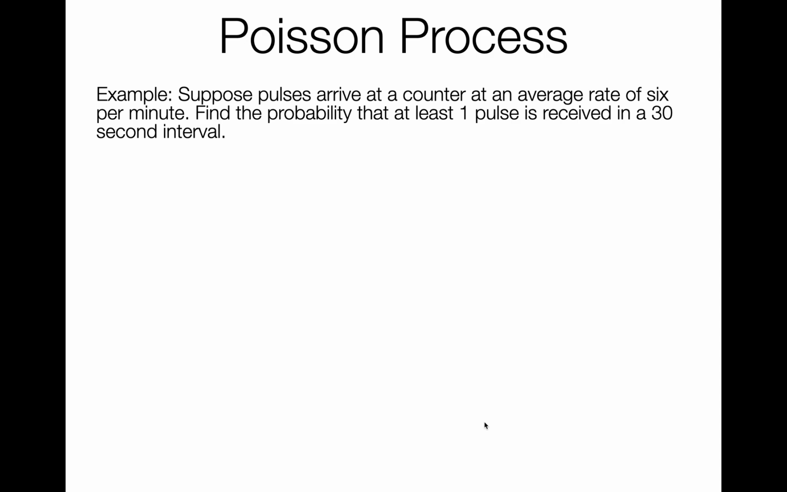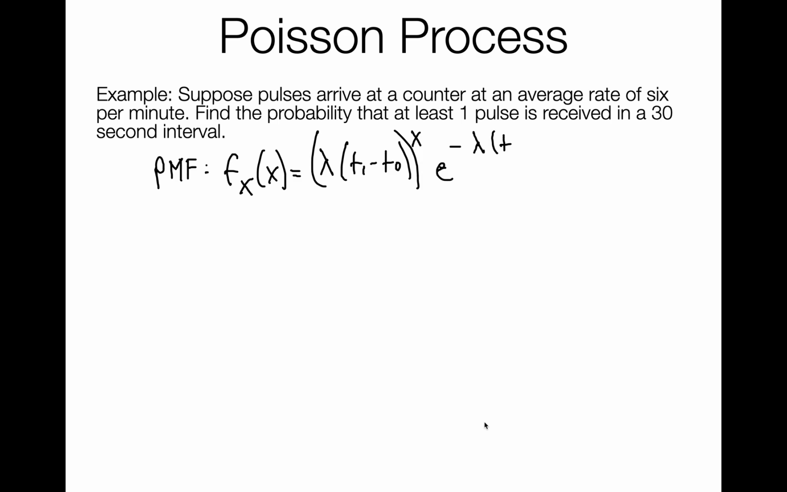Okay, to refresh our minds from what we just saw, the PMF, f of x, is equal to lambda times the time interval, raised to the x power. Really it's the whole thing raised to the x power; I missed that on the formal definition. Times e to the negative lambda times (t1 minus t naught), all divided by x factorial. And x can be 0, 1, 2, all the way up to countable infinity. Okay?